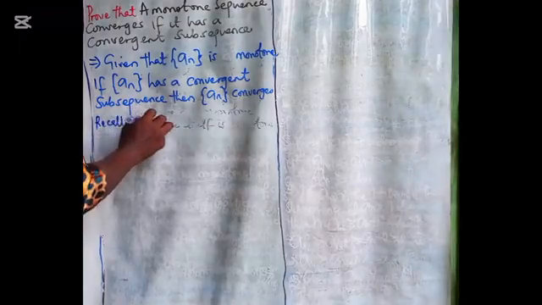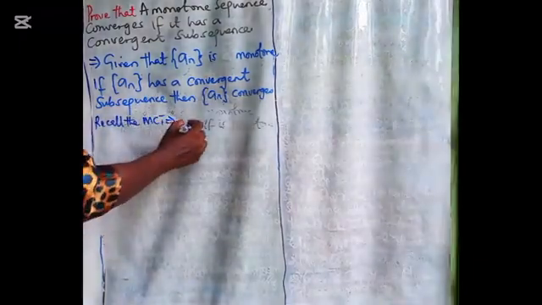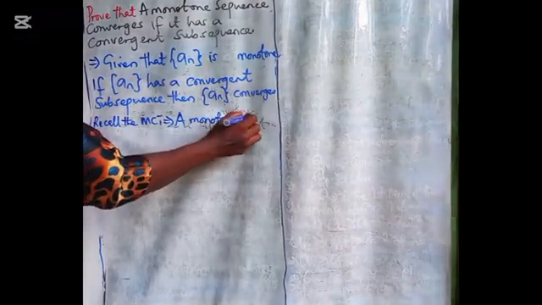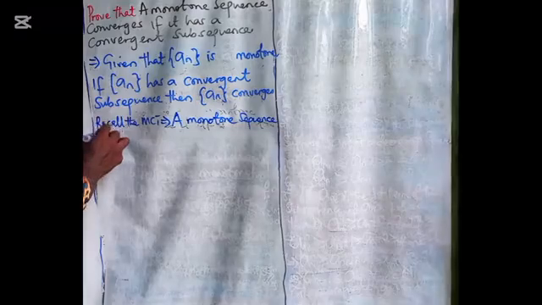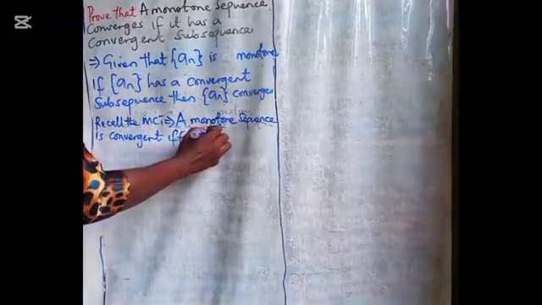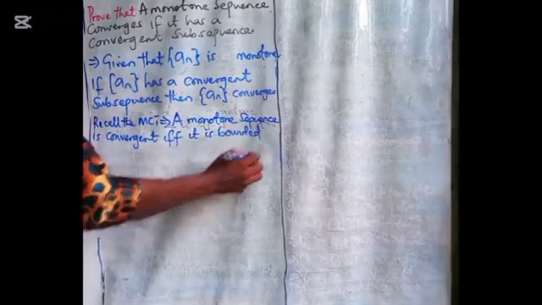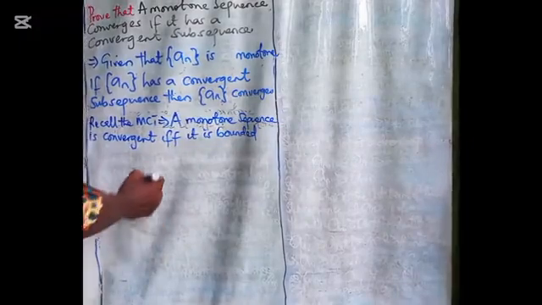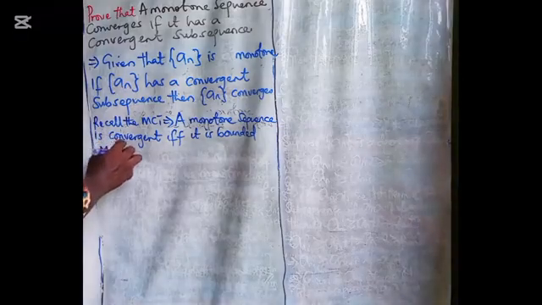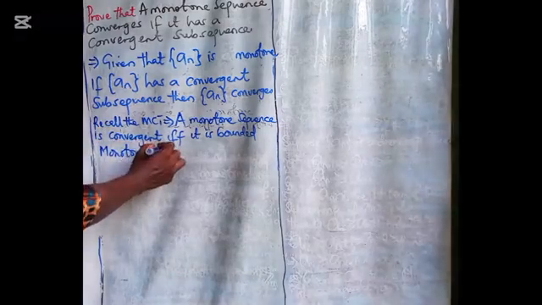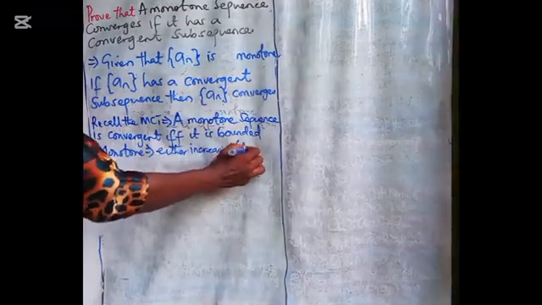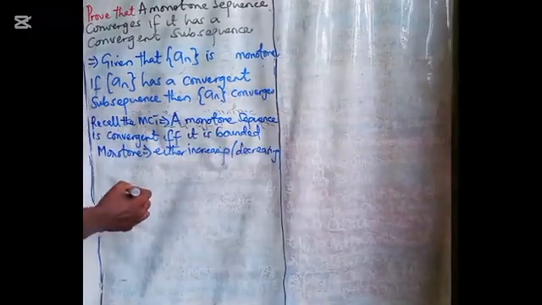Now recall the monotone convergence theorem, which says that a monotone sequence is convergent if and only if it is bounded. But monotone implies what? When we say a sequence is monotone, it implies that the sequence is either increasing or decreasing.